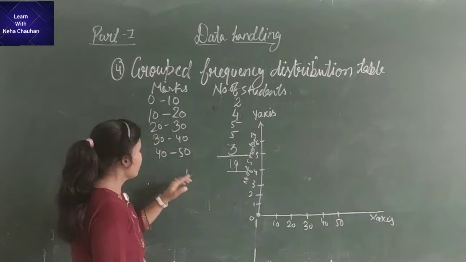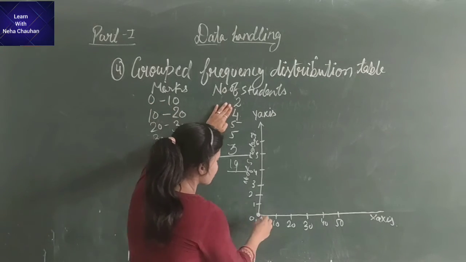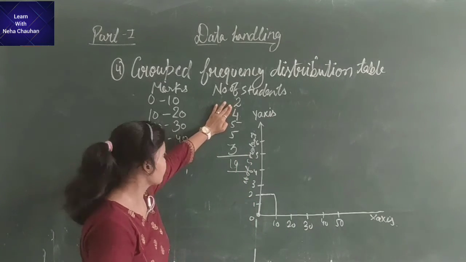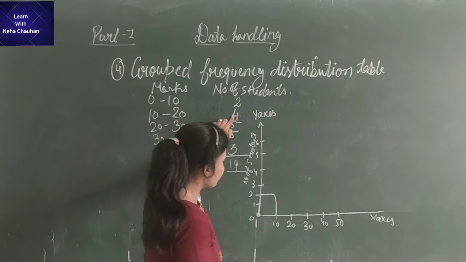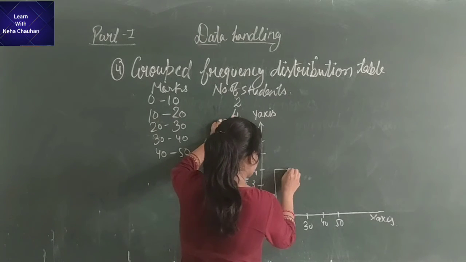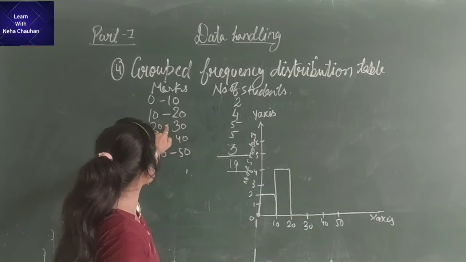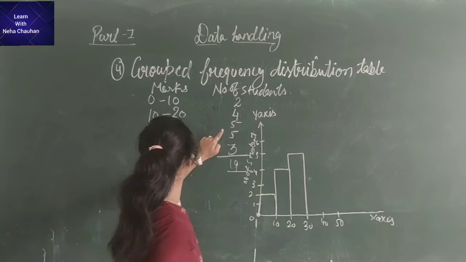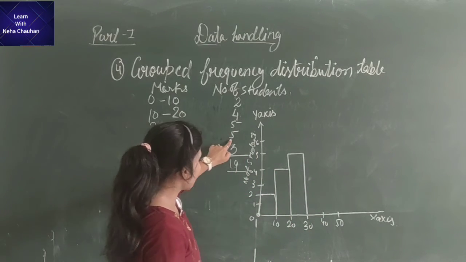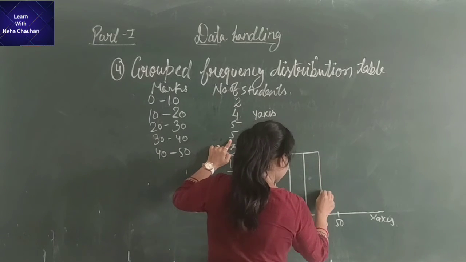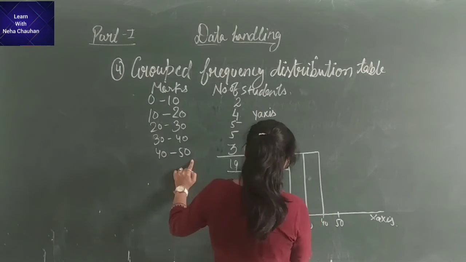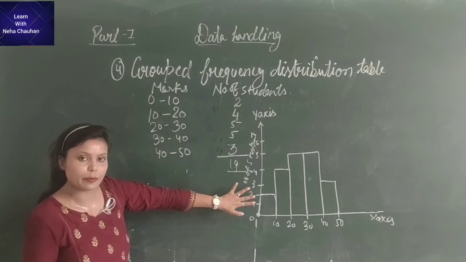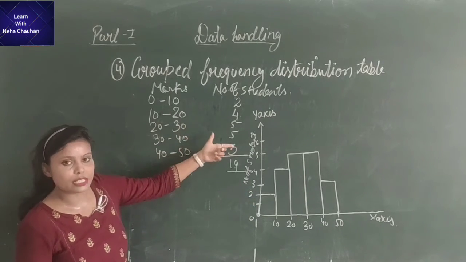All right. Now 0 to 10 consists of only 2 students. Okay. 10 to 20 consists of 4 students. 20 to 30 consists of 5 students. 30 to 40 consists of 5 students. And 40 to 50 consists of 3 students only. So this is the graphical representation of the grouped frequency distribution table.